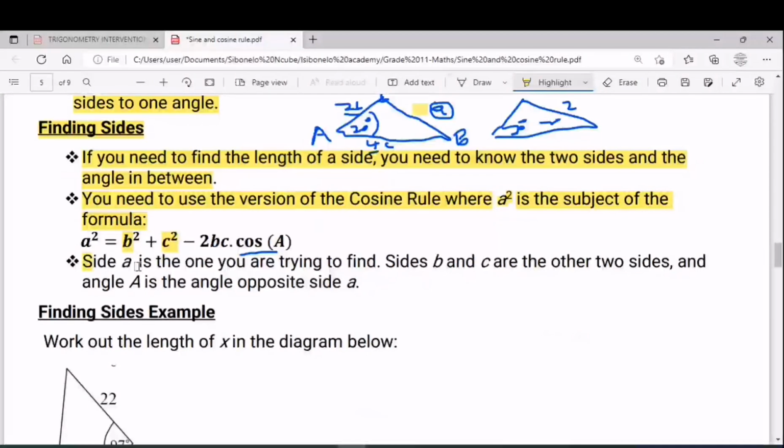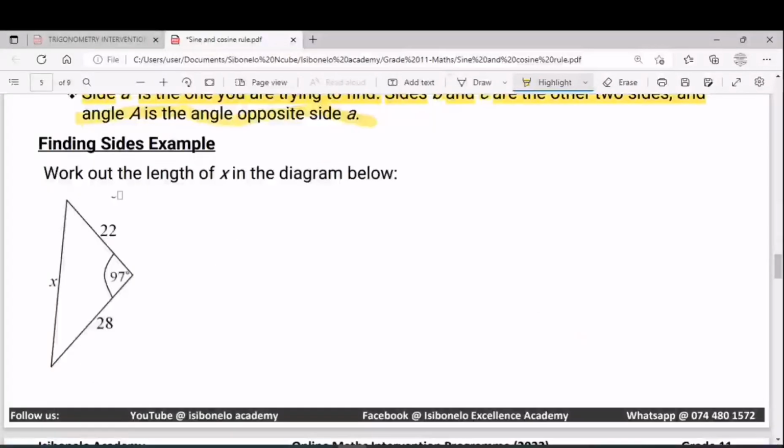So side A is the one you are trying to find. So here we want to find side A, that side. So side B and C are the other two sides, so given sides. And angle A is the angle opposite to small letter a. So angle A is the angle opposite to the other side, the small letter a. So as you can see, applying a small. Finding side example. Work out the length of x in the diagram below.